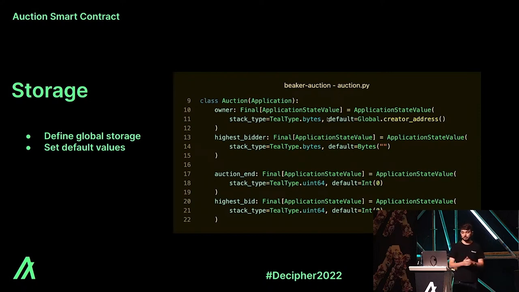And then we have two integers being saved in key value pairs. We have auction end, which signifies the timestamp at which the auction will end. On Algorand, you don't have access to the time during execution, but what you do have access to is the timestamp of the last block in the chain. So we can use that to get a rough estimate of when we want the auction to end. And then finally, we have highest bid, and this is going to be saving what the current highest bid is. Any new incoming bids have to beat out this value in order to be considered a valid bid.